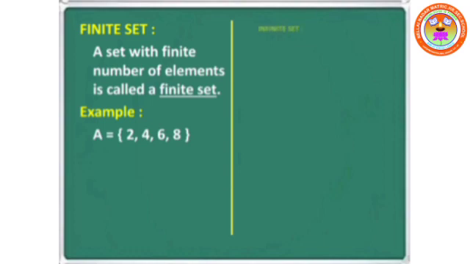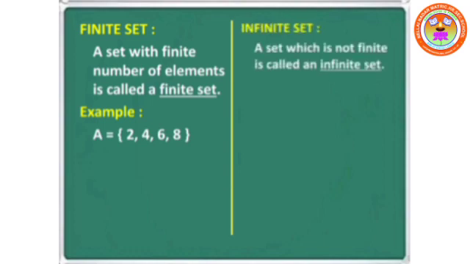Next one, infinite set. A set which is not finite. That means we cannot count the number of elements in the set. That is called an infinite set. For example, the set of all natural numbers. The natural numbers start with 1 and go on. There is no end. Therefore, this is an example of an infinite set.